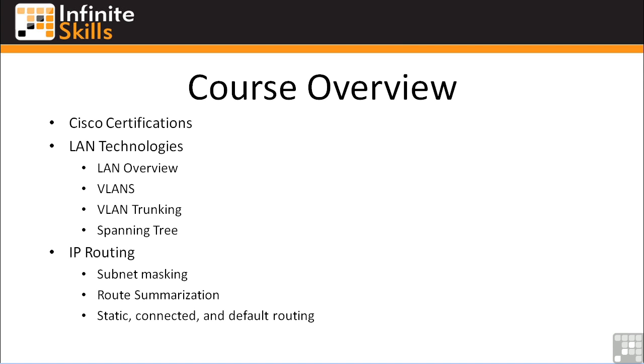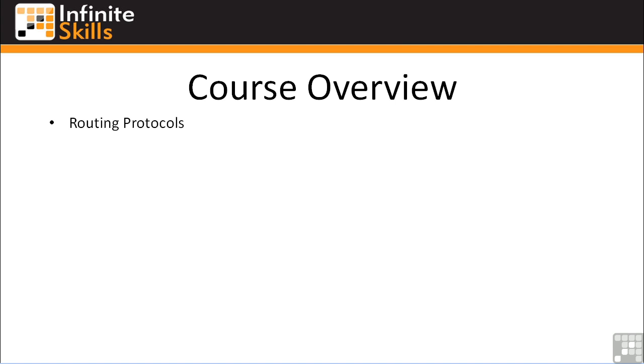We'll then talk about static, connected, and default routing and how each of those work together to make sure that you can get to your next hop router. And speaking of next hop routers, we'll talk about routing protocols. We'll talk about distance vector routing protocols, and we'll talk about link state routing protocols, the differences between the two protocols and where each of them can be used.